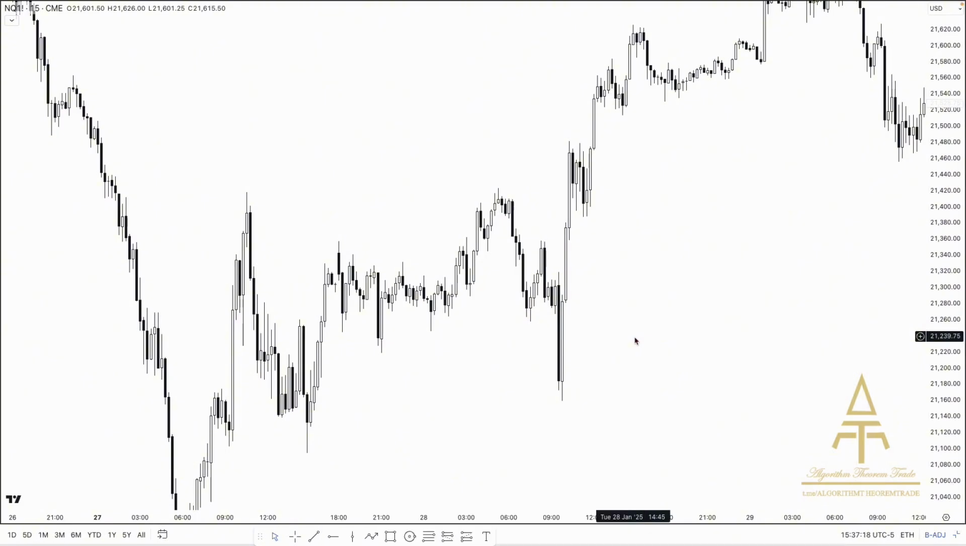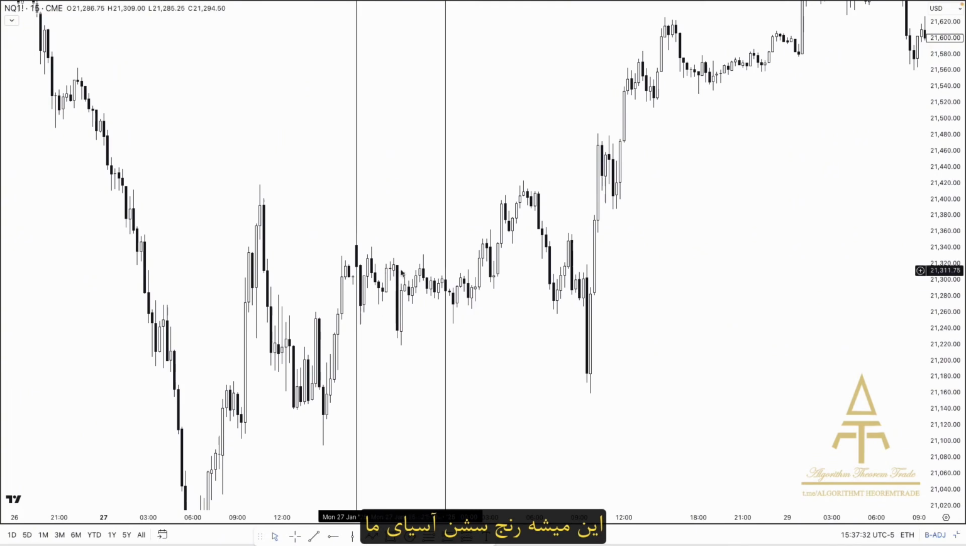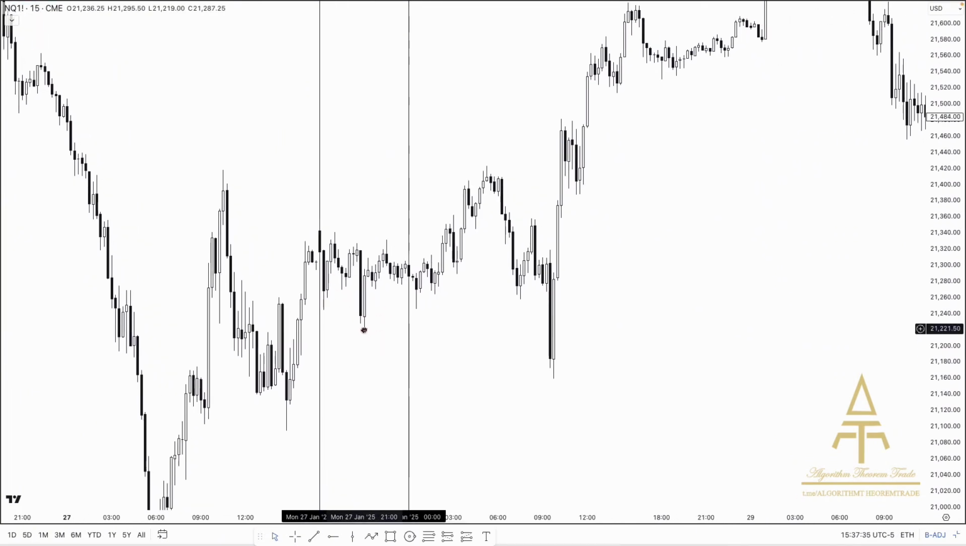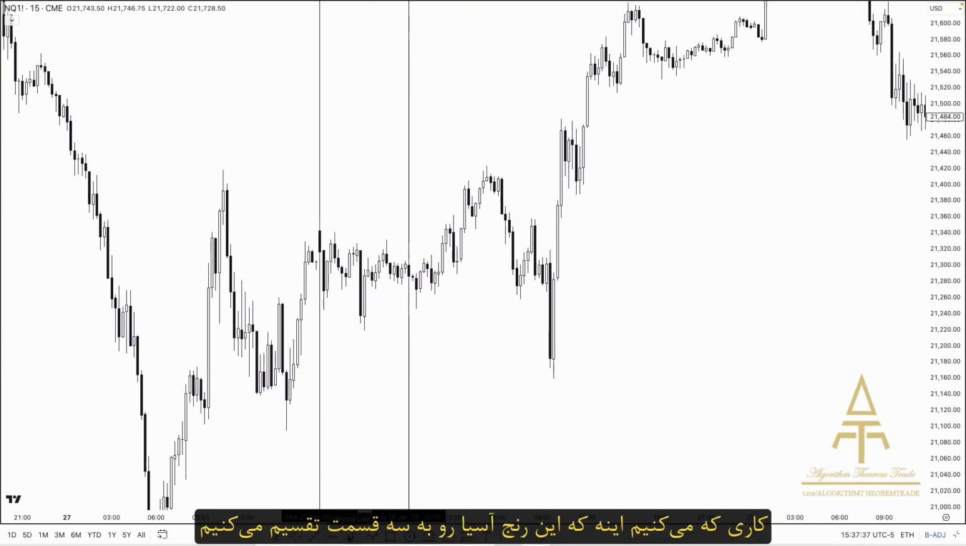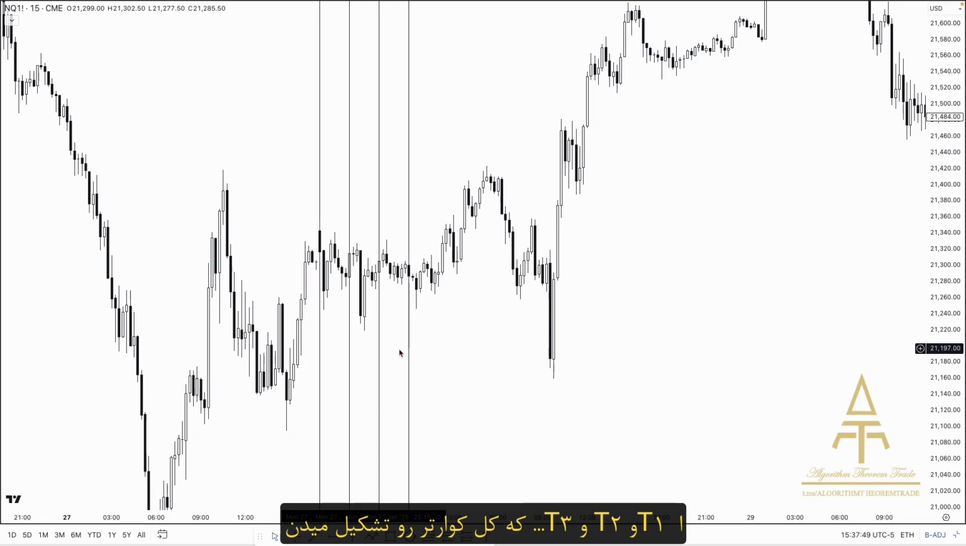Okay, so our first quarter, if I draw it out, it starts here and ends here. Okay, this is Asia session's range. What we do is we split this Asia session range into three. So we then have three different thirds, T1, T2, and T3, that make up the quarter.